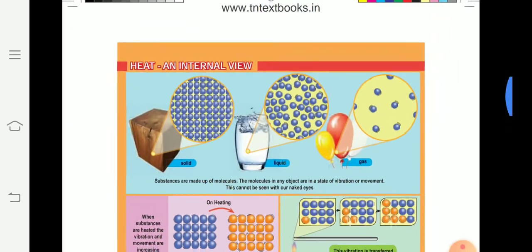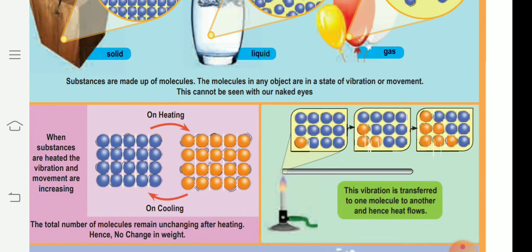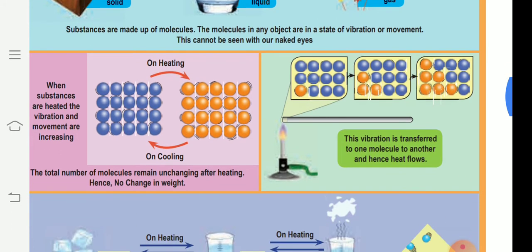See the picture. Solid, liquid and gas. Substances are made up of molecules. The molecules in any object are in a state of vibration or movement. This cannot be seen with the naked eye. When substances are heated, the vibration and movement increase. The object is heating and cooling. The total number of molecules remains unchanged after heating. Hence, no change in weight.